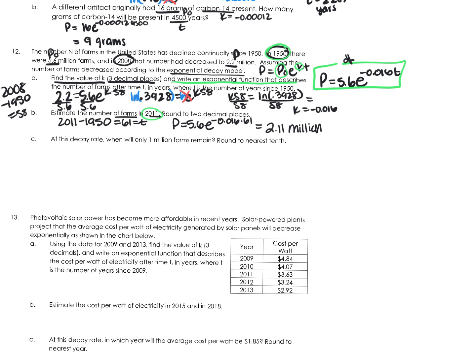And then it says at this decay rate, when will there only be 1 million farms? So this is our ending amount P, and we're asking for when, so now we're looking for time. So using the same equation up here, we want to know when it ends with 1. So we're looking for the time. So we'll divide by 5.6. That'll give us 0.1785. ln both sides.